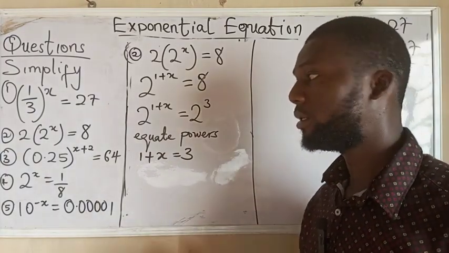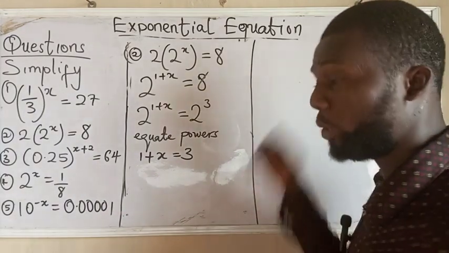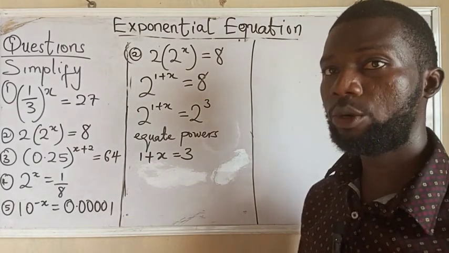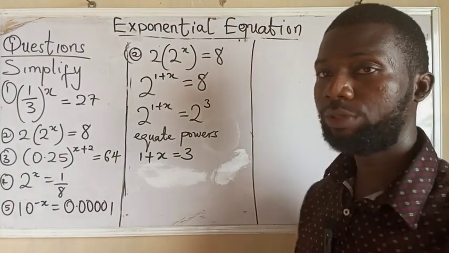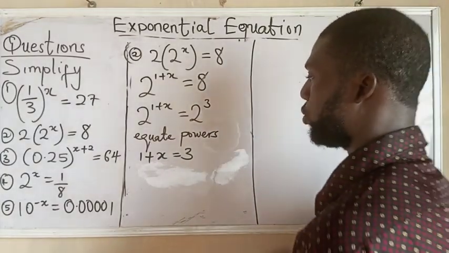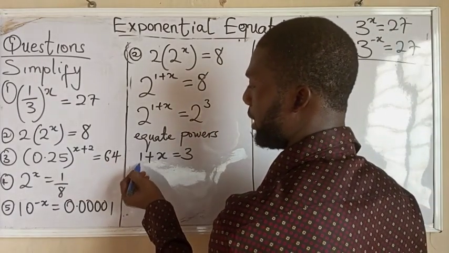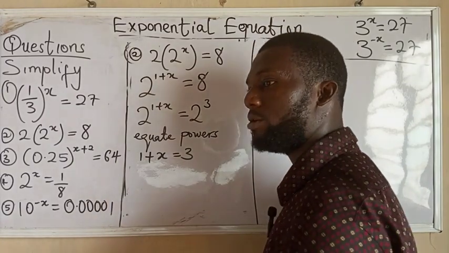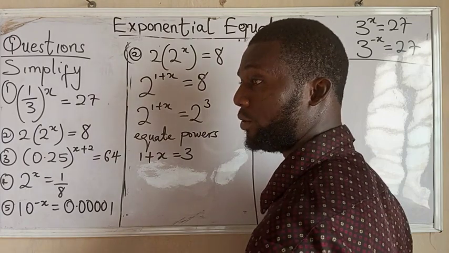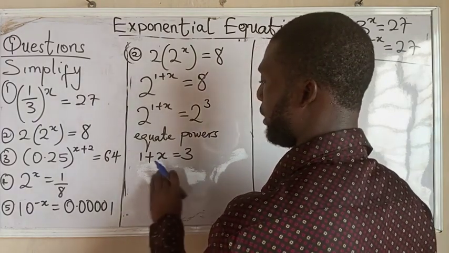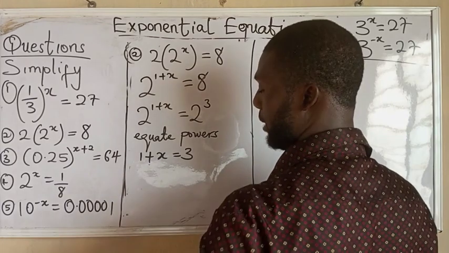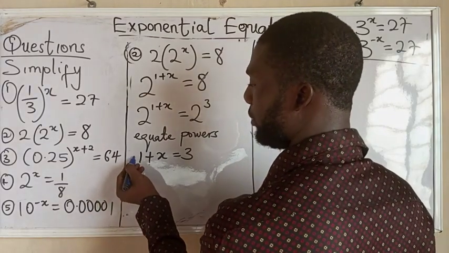The question says find x. So how do we do it? This is 1 and this is x. So x should be on its own and the numbers should be on their own. In order for that to happen, let's not forget that the sign of every number or letter is always at the left hand side of it. So the sign of x is positive, that is what you can see at the left hand side, and the sign of 1 is also positive.